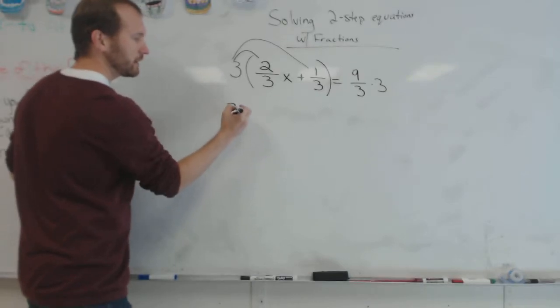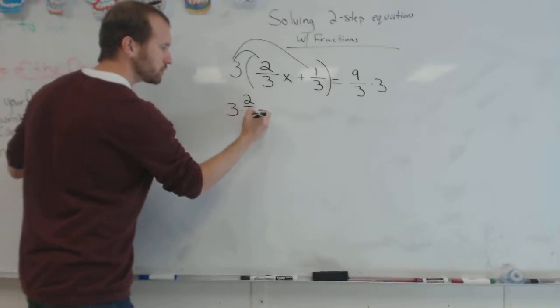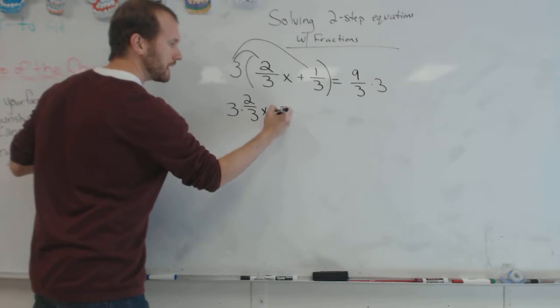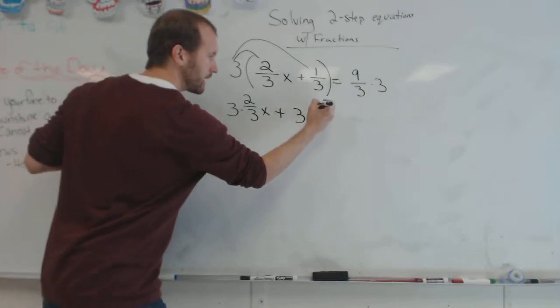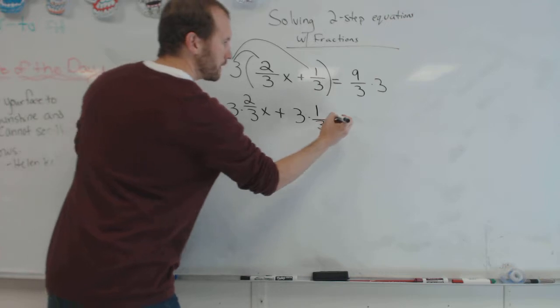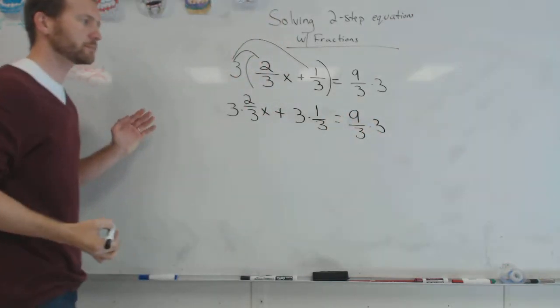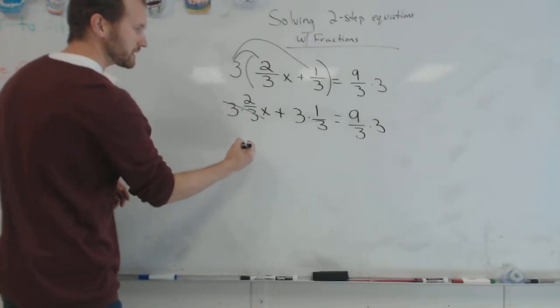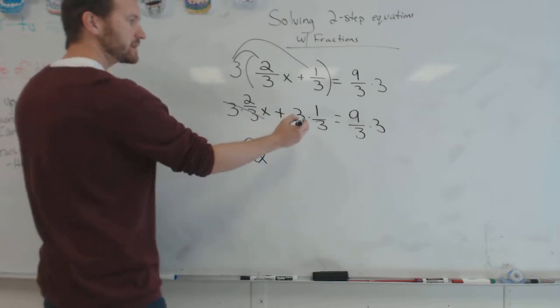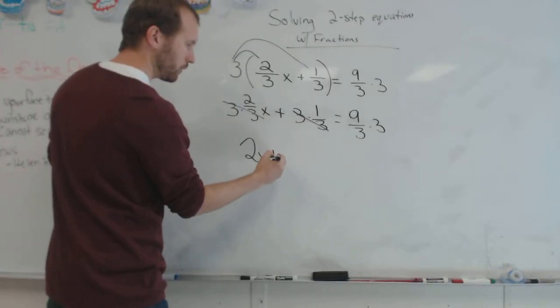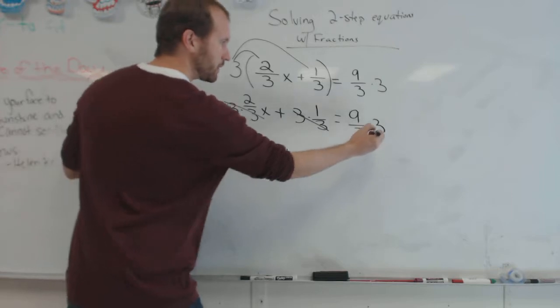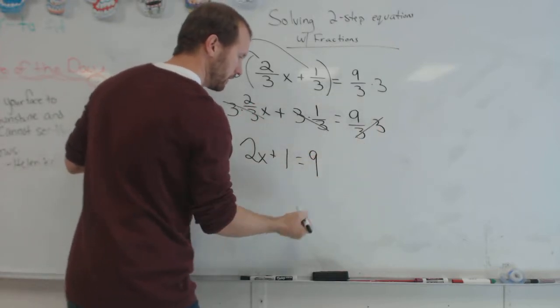I have 3 times 2/3 x plus 3 times 1/3 equals, and I'm going to write this one the other way, 9/3 times 3. What do we just see? When I multiply times the denominator, that's just going to cancel. Whoosh. This is going to be 2x. This is going to be plus 1. This is going to be equals 9.